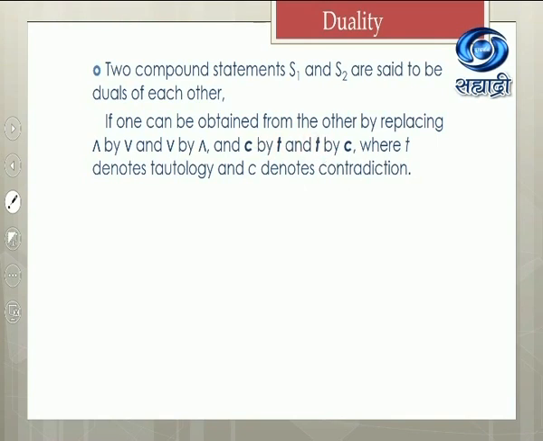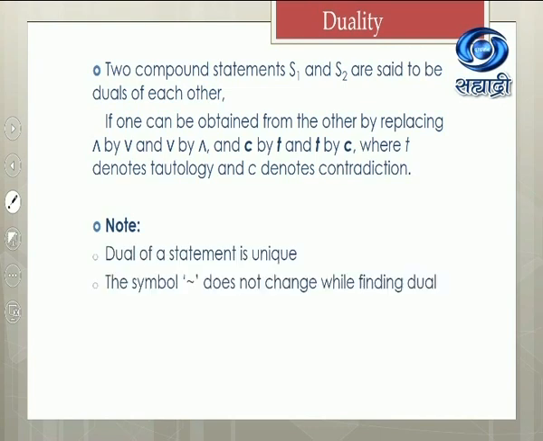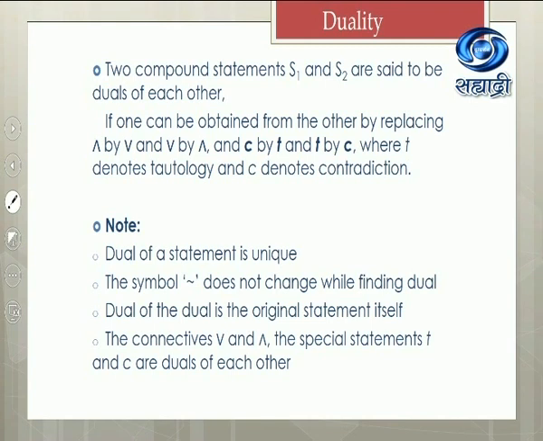Here remember that small c and small t stand for contradiction and tautology, whereas capital T and capital F stand for true and false. So note that the dual of the statement is unique. The symbol negation does not change while finding the dual. So negation, we are not going to do anything to it. It doesn't become positive. The dual of the dual is the original statement itself. The connectives and, or, and the special statements T and C are duals of each other. T changes to F and F changes to T.